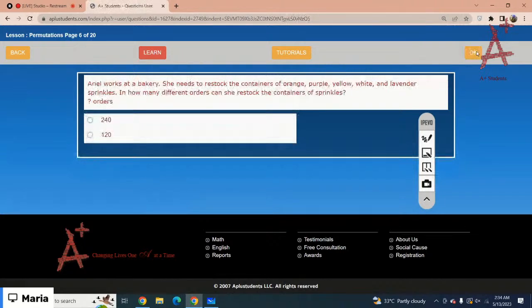Okay, Ariel works at a bakery. She needs to restock the containers of orange, purple, yellow, white, and lavender sprinkles. In how many different orders can she restock the containers of sprinkles? Which is the correct option? Yes, it would be 5 factorial, and 5 factorial equals 120. Got it? It would be 120.